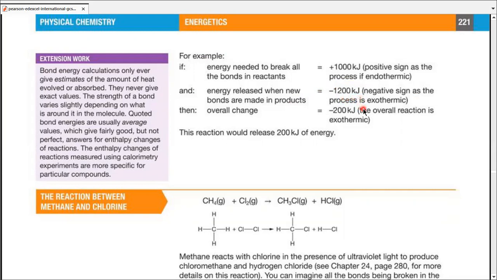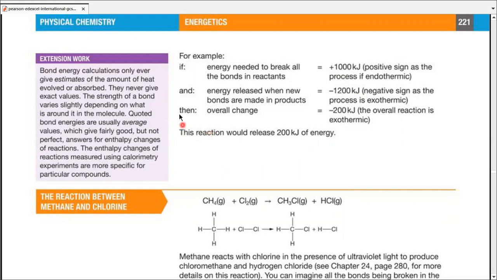This would tell you the amount of energy, but the negative sign tells you this is exothermic. Now for overall change, what would happen? The answer would be negative 200 kilojoules, which means the overall reaction was exothermic. Why? Because the energy taken in was much less than the energy given out when new bonds were formed. So the overall reaction is going to be exothermic. I hope you understand that since I've given a couple of examples before too, right?